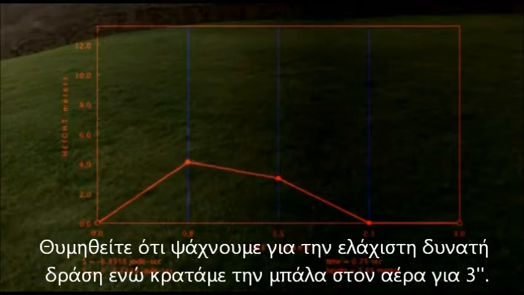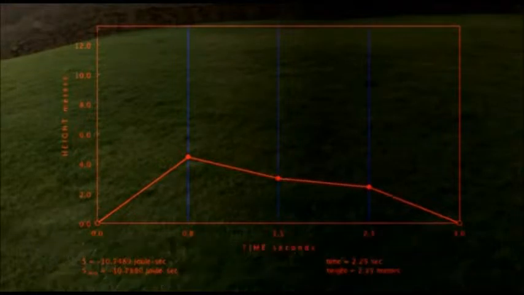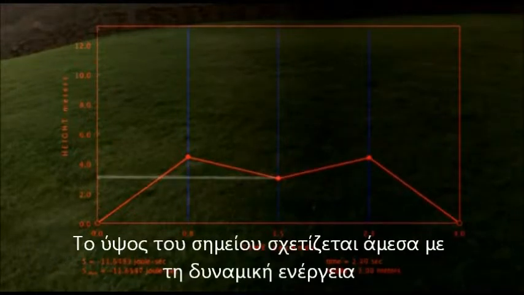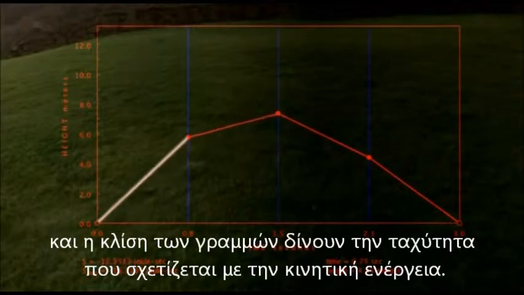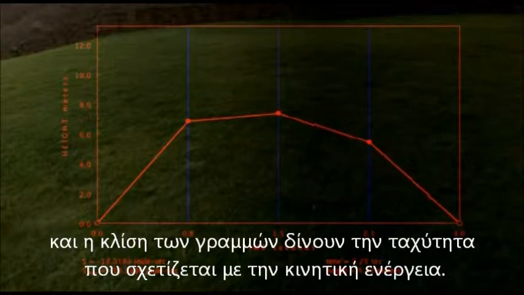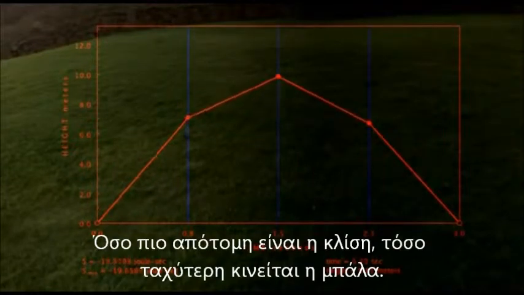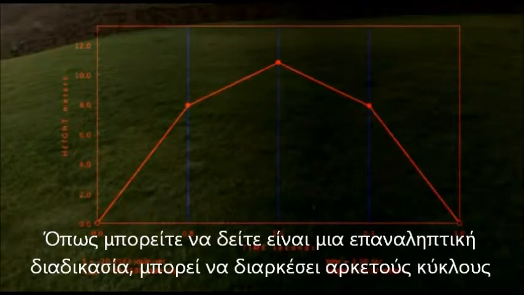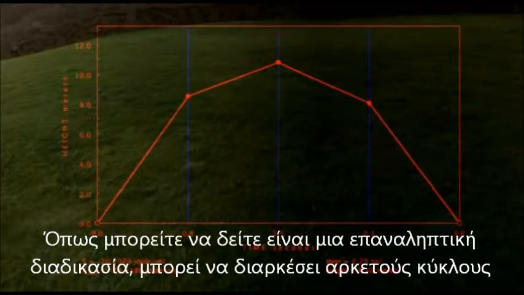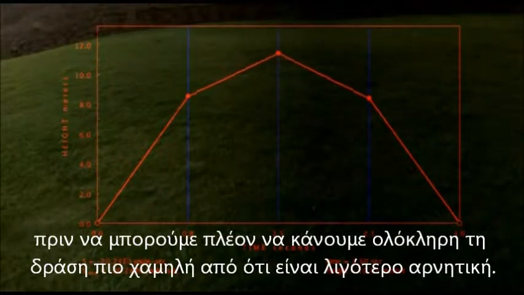Remember, we're looking at the minimum actions possible while keeping the ball in the air for 3 seconds. The height of the dot is directly related to the potential energy, and the slope of the line gives the speed, which is related to the kinetic energy. The steeper the slope, the faster the baseball is moving. As you can see, it is an iterative process. It will take several cycles before we can no longer make the total actions any lower. That is, less negative.